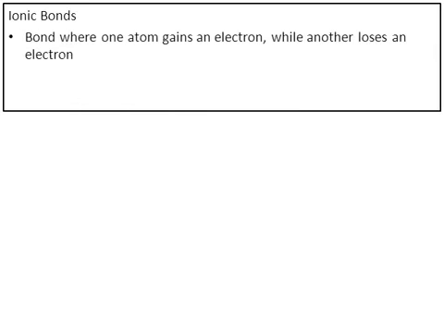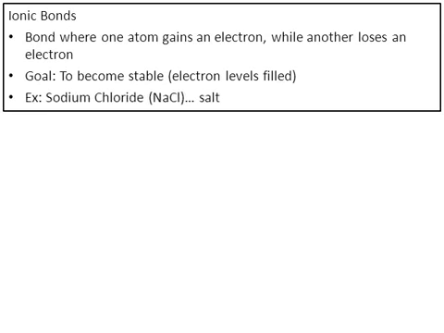So the definition of an ionic bond: it's a bond where one atom gains an electron and another loses. Remember, atoms make bonds in order to become stable. They're trying to fill their levels of electrons. A classic example is sodium chloride. Na is sodium, Cl is chlorine. You put the two together, you have what's also called salt.